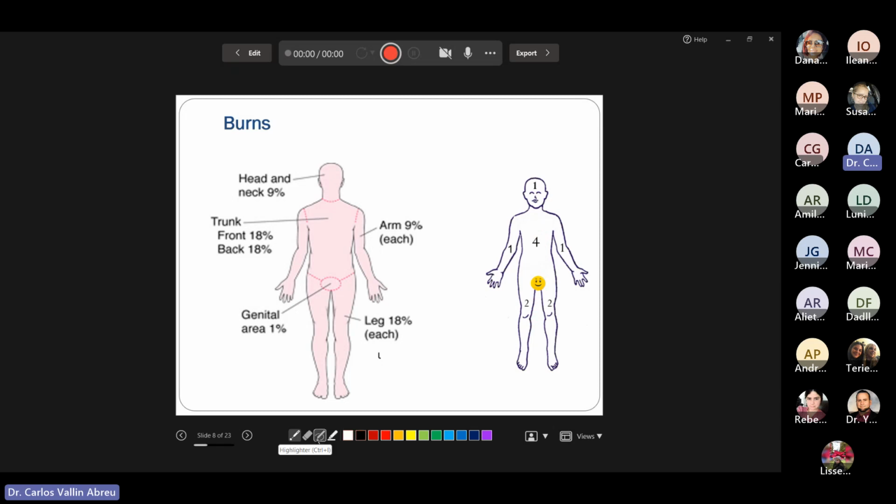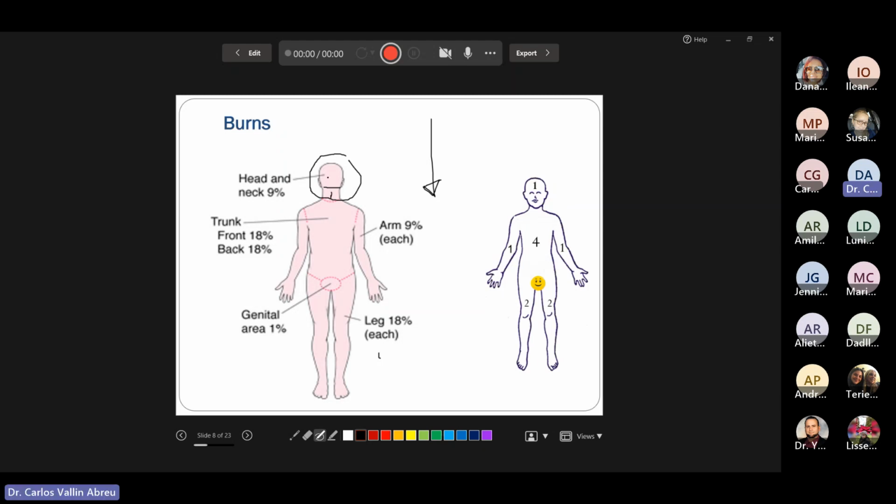It's up to you. Take care, because sometimes there are more precise ways of calculating. This is the preferred rule. It's called the rule of nines, because it can be quickly done in the ER when the clients arrive. But in NCLEX, I've been informed that they are discriminating the neck from the head.